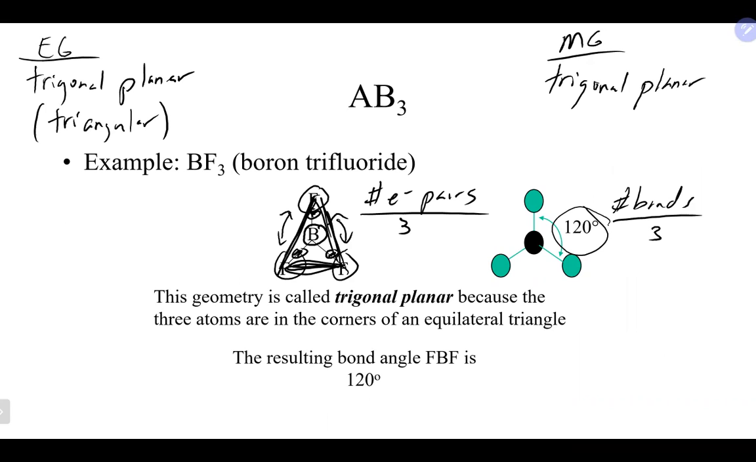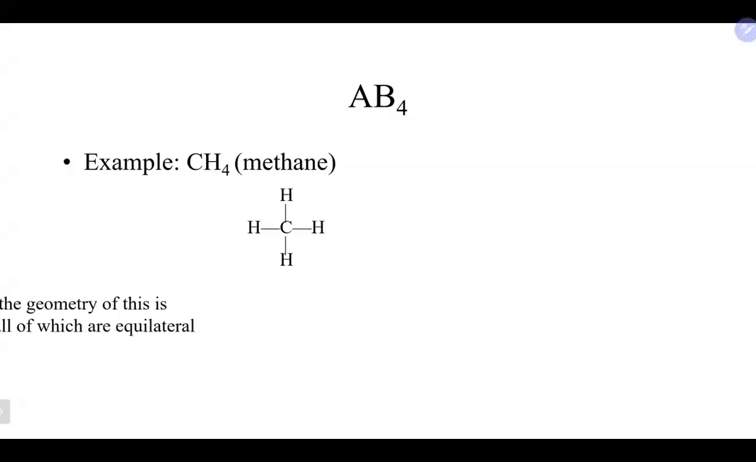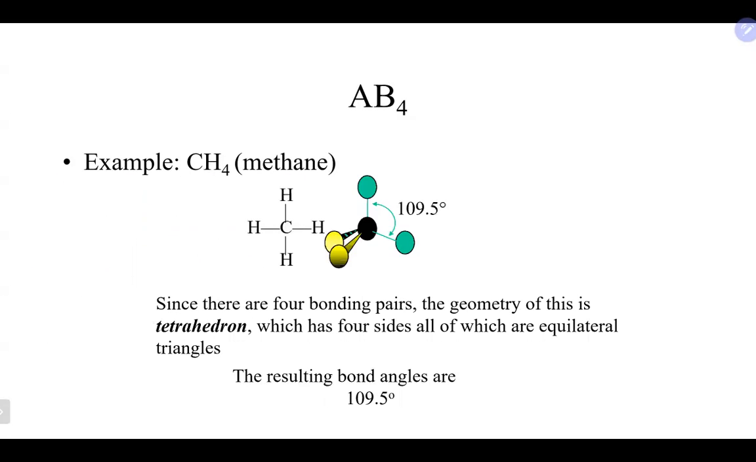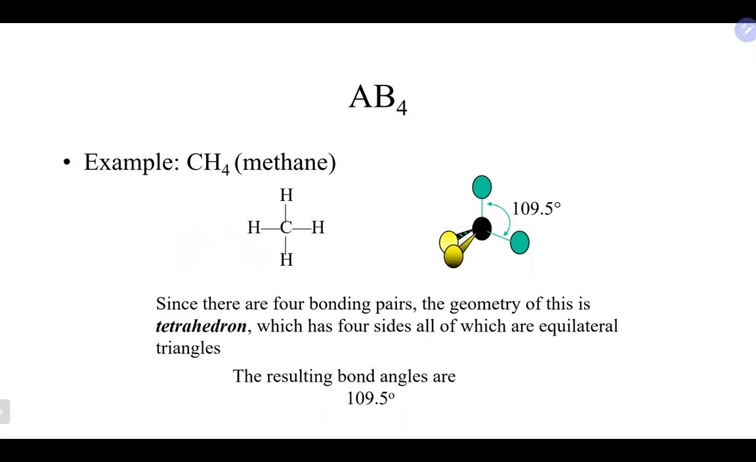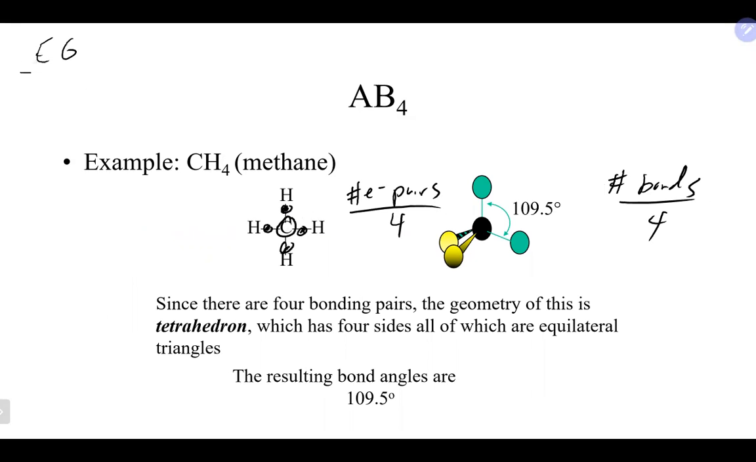Other questions? Okay. The next example will be one where we have 4 things attached to the central atom. So if we look at the number of electron pairs around the central atom, we got 1, 2, 3, and 4. The number of bonds is also going to be 4, as those are all bonds as well. And for something with 4 electron pairs, the electron geometry name is going to be tetrahedral.